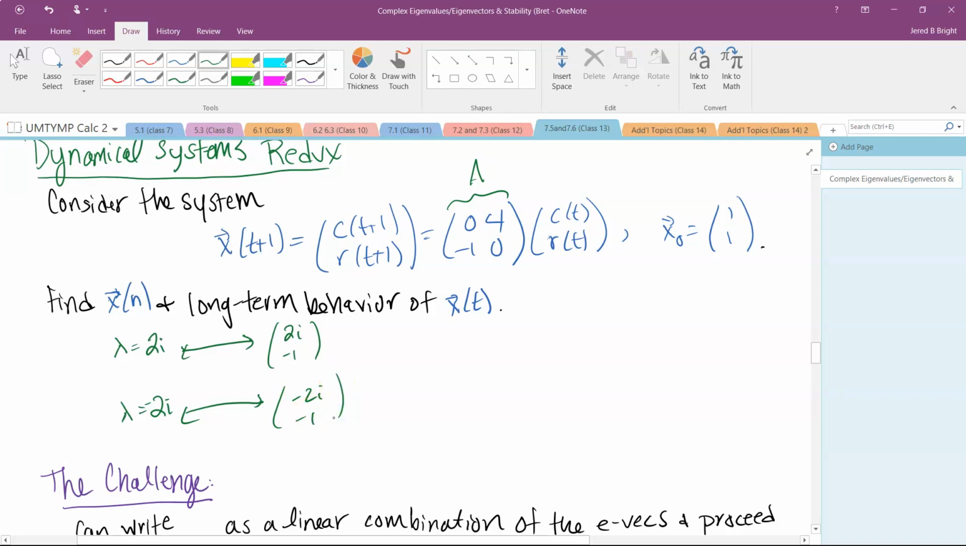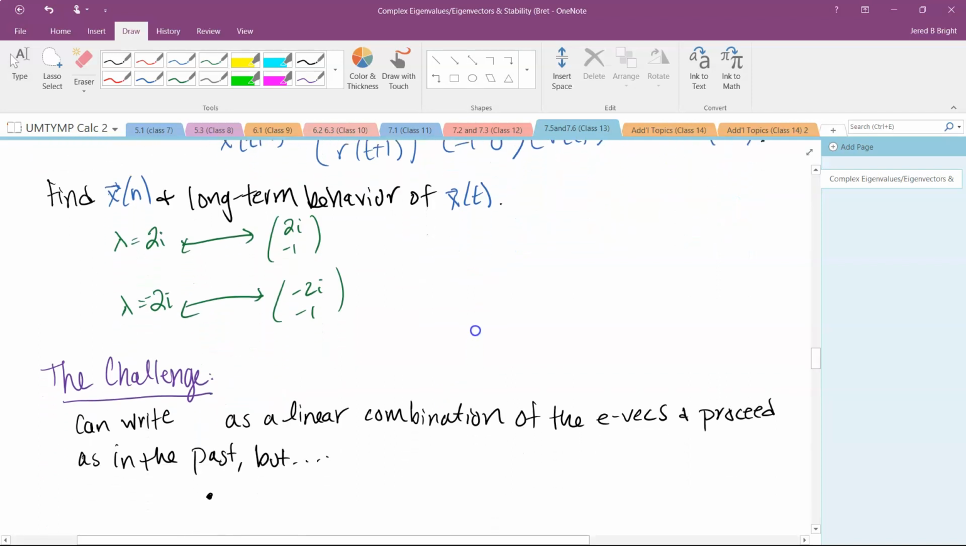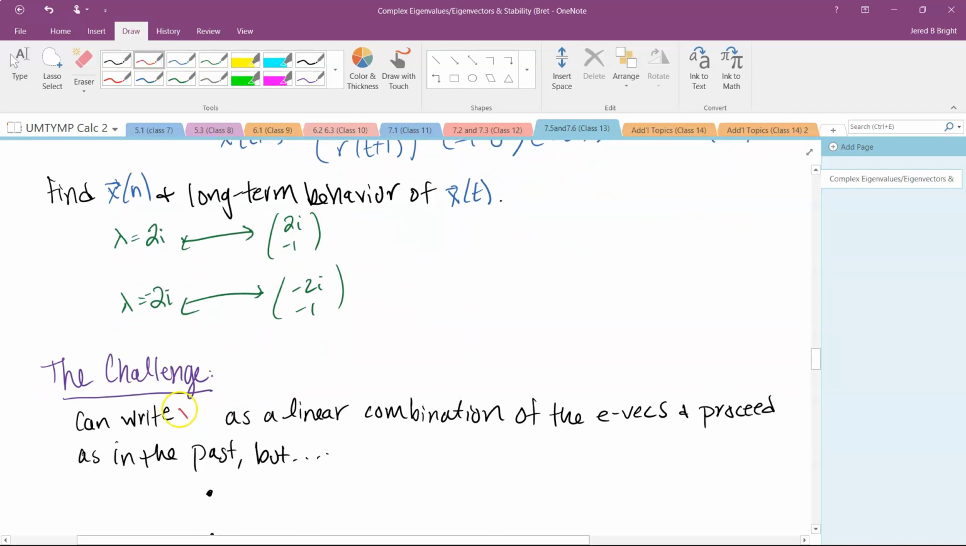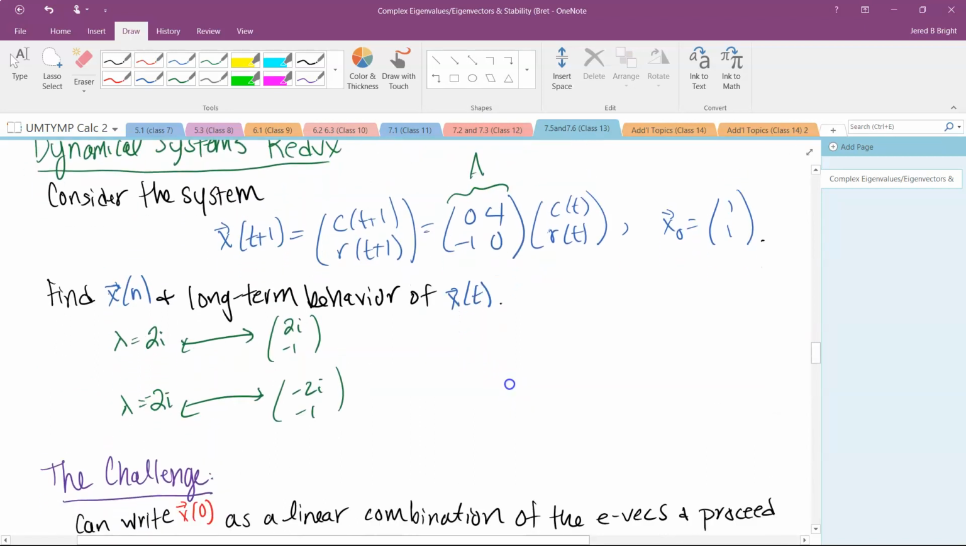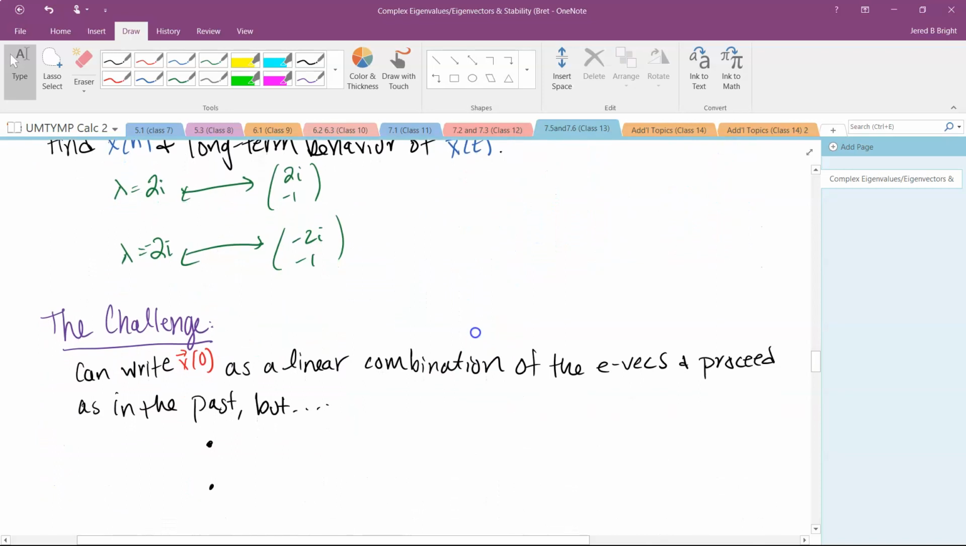Okay, that's fine. Now, what did we do when we found the eigenvalues and eigenvectors? Well, then we wanted to find x0. We wanted to take x0, our initial state vector, and try and write it as a combination of the eigenvectors and eigenvalues.